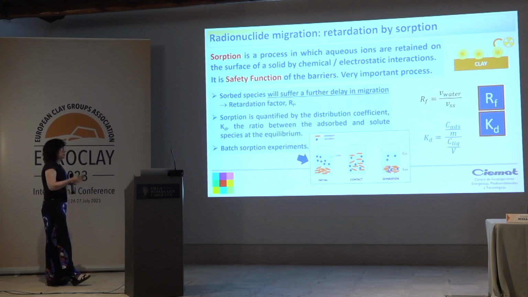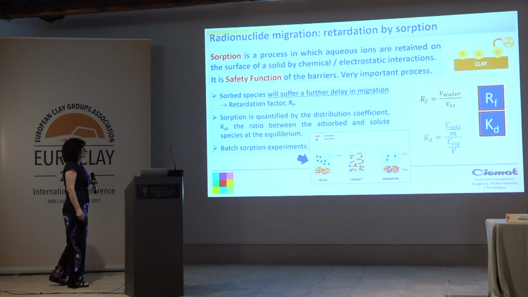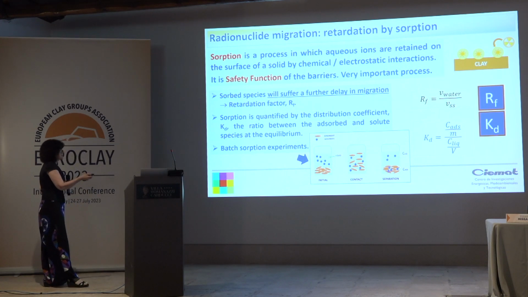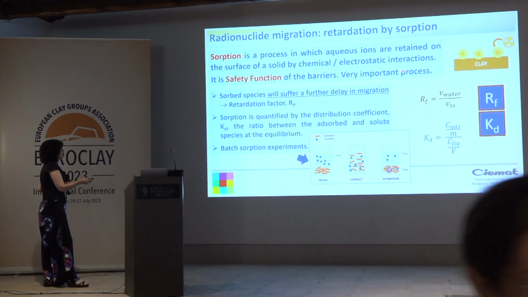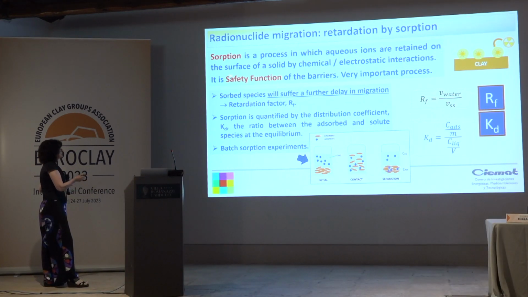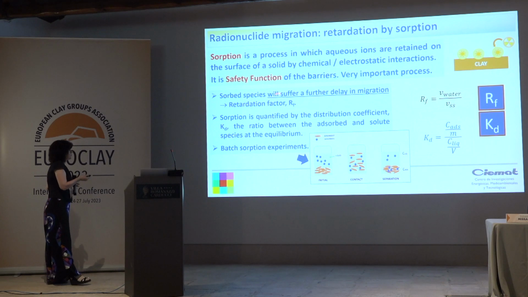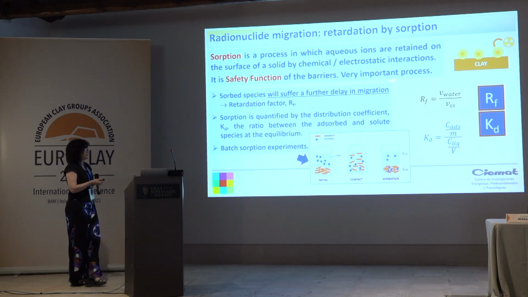But the most important process, which is also delaying radionuclide migration, is sorption, which is a process in which, simplistically, aqueous ions are retained on the surface of a solid by chemical or electrostatic interaction. This is a safety function of the barriers. It's a very important process because sorbed species will suffer a further delay in migration.